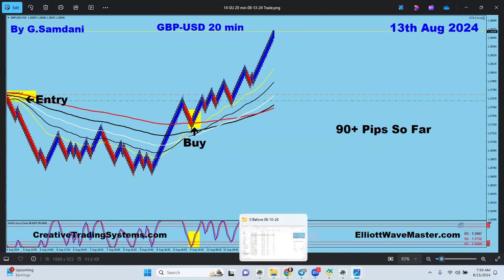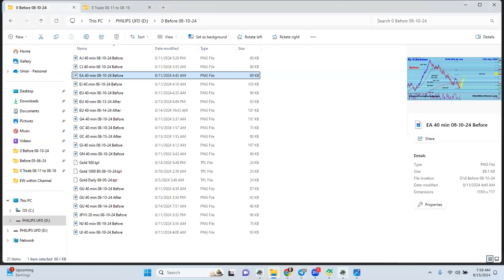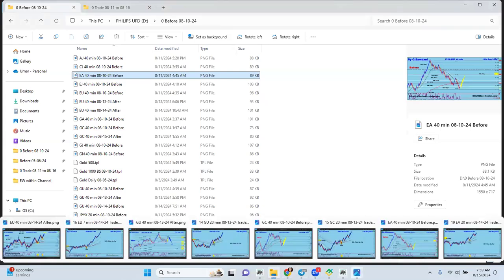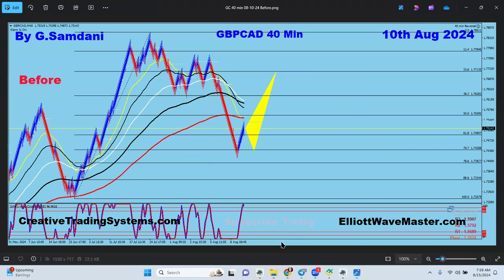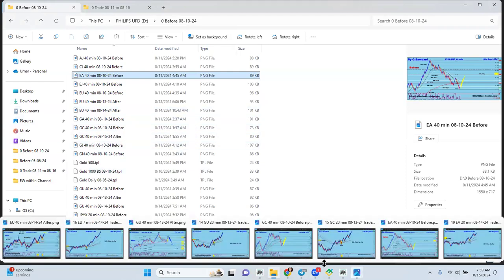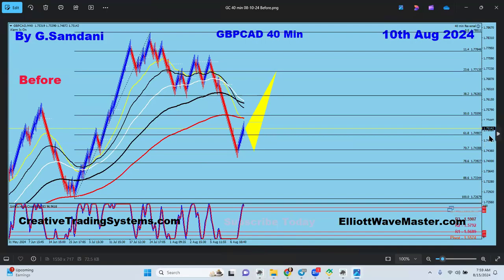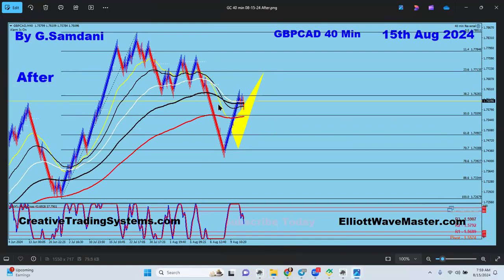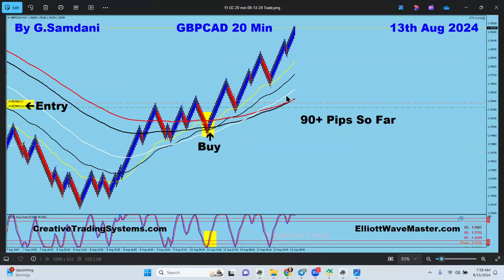Let's take a look at something else. For example, I have something open here as well. Let's say pound CAD. So I had this pound CAD here. And what happened to this chart so far? You can see that it went up nice and clean. Not all the way here yet, but halfway. And going to the upside like that, I had a trade for 90 pips.